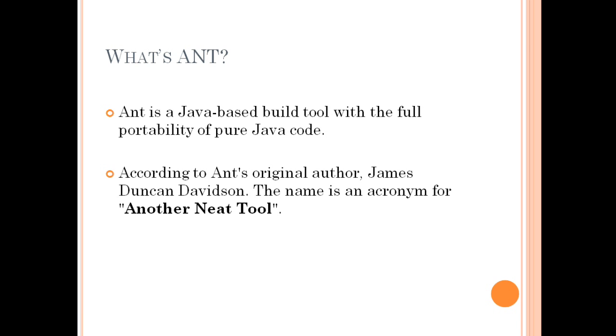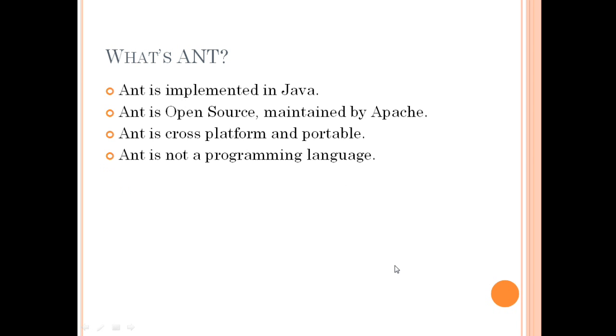The advantage is, Java being platform independent, ANT has that feature. You write an ANT script in one system, and the same script can run on multiple operating systems. Generally, if somebody asks you what is ANT, the best answer is "another neat tool". ANT is implemented in Java. ANT is open source, which means anybody can download it under the GPL, the General Public License, and use it. ANT is cross-platform and portable. Finally, the bottom line is ANT is not a programming language, so it doesn't have the baggage that a programming language brings.